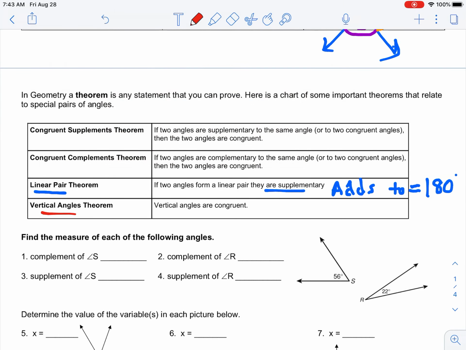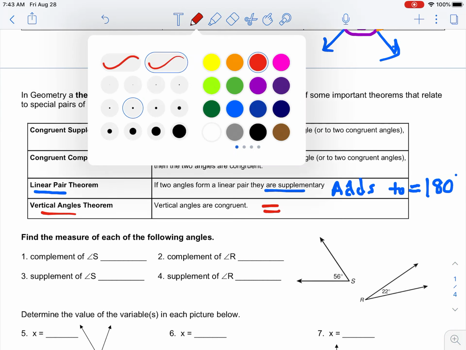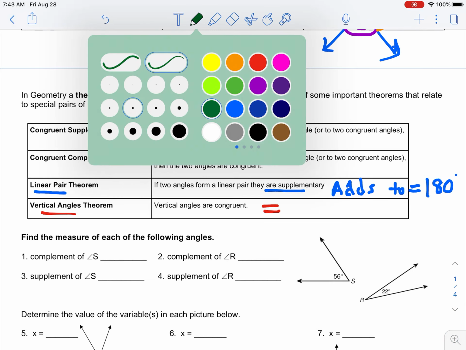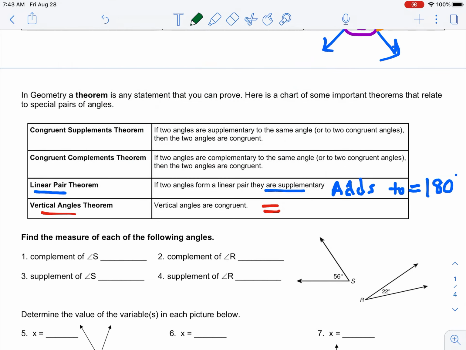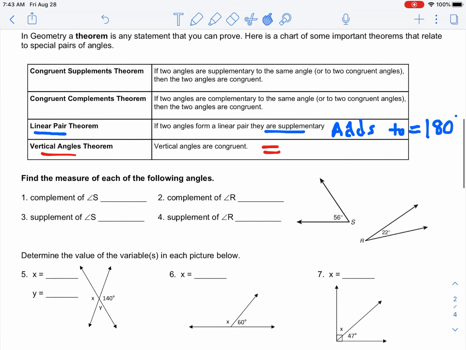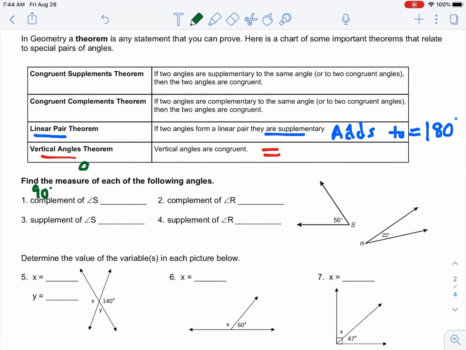Vertical angles are across from each other. They're equal. Okay. Let's do some examples and start to put some of this together. The first question says, find the complement of angle S. And you'll notice angle S is 56 degrees. When I see complement, I want to think that it has to add up to 90 degrees. Well, if S is 56, then I can do 90 minus 56 to find the angle that's missing.